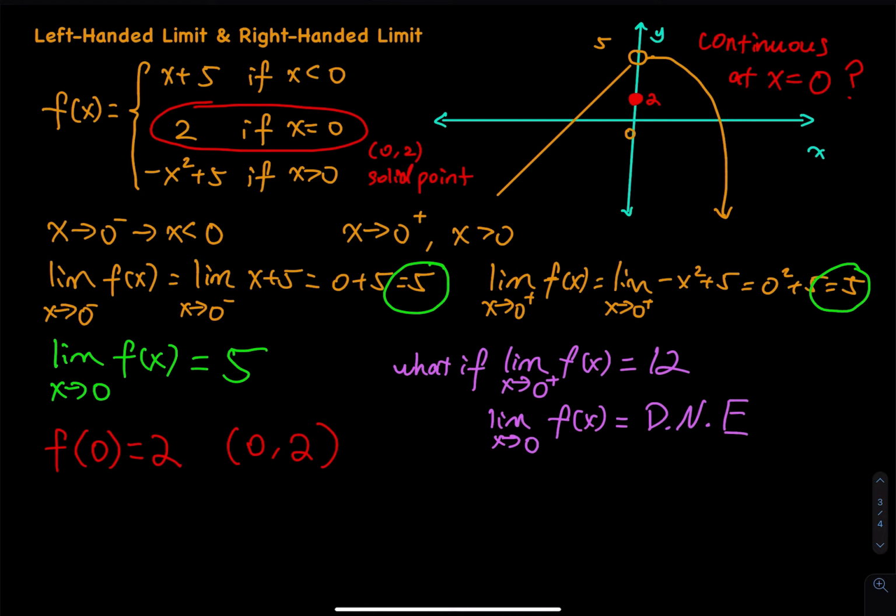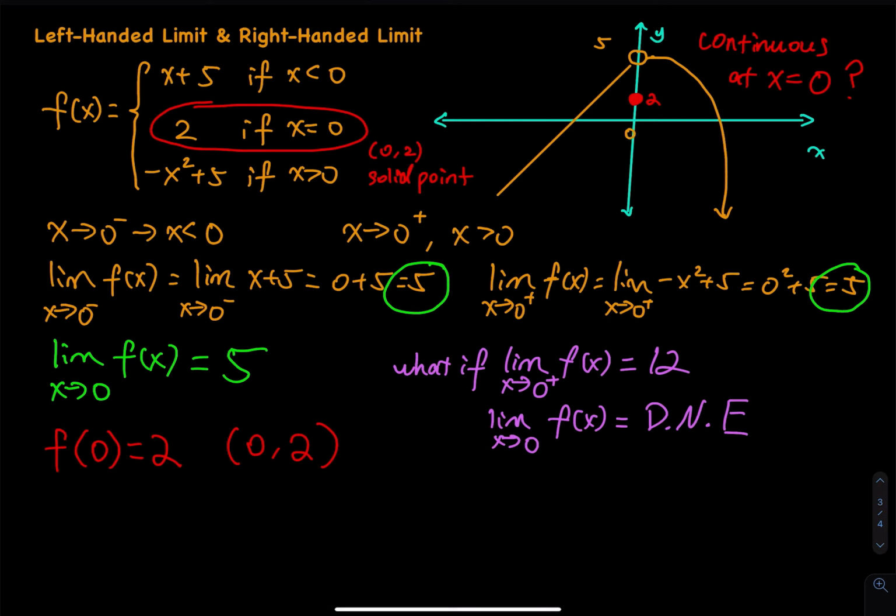The answer is no. Why? Informally speaking, can you draw these two pieces? Look at my cursor right over here. Can you draw these two pieces without picking up your pencil? The answer is no. Where did you pick up your pencil when you draw these two pieces? Don't worry about the dot. You pick up your pencil at the open circle when x is equal to 0. That means the function is not continuous when x equals 0.